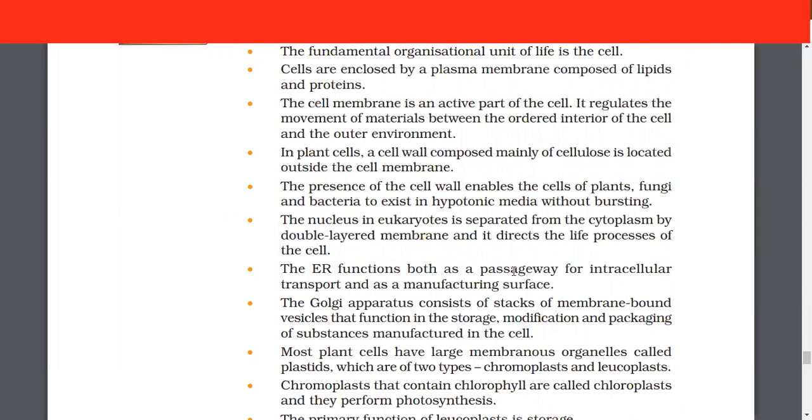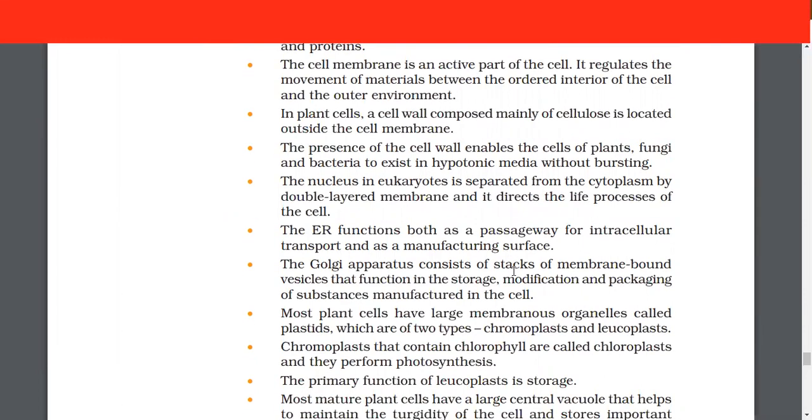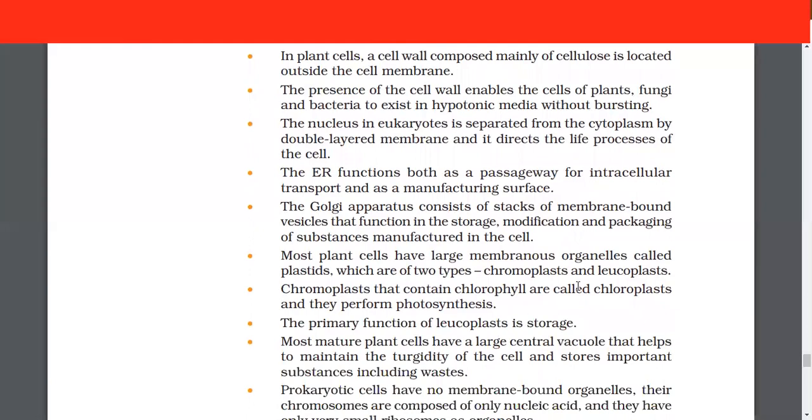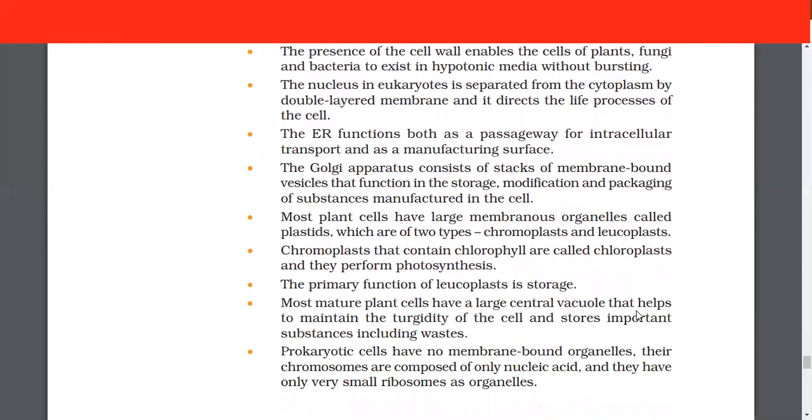The nucleus in eukaryotes is separated from the cytoplasm by a double-layered membrane and it directs the life processes of the cell. The ER functions as a passageway for intracellular transport and as a manufacturing surface. The Golgi apparatus consists of stacks of membrane-bound vesicles that function in the storage, modification, and packaging of substances manufactured in the cell. Most plant cells have large membranous organelles called plastids, which are of two types, chromoplasts and leucoplasts.